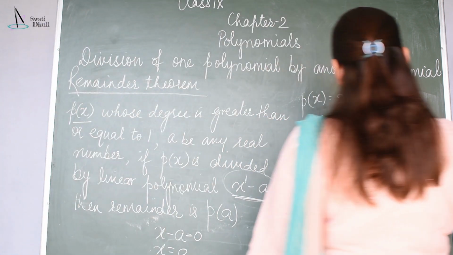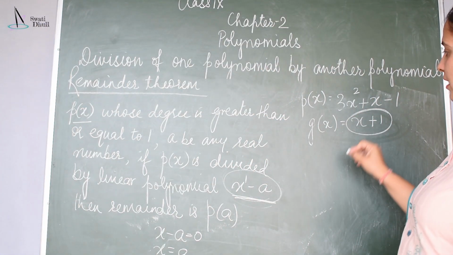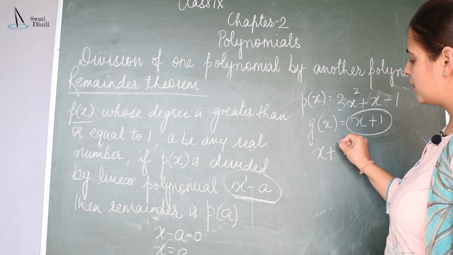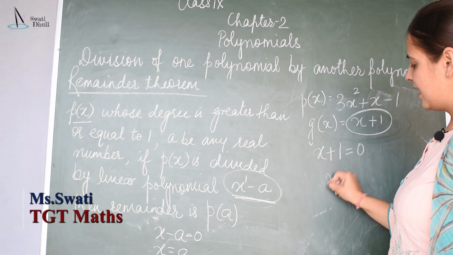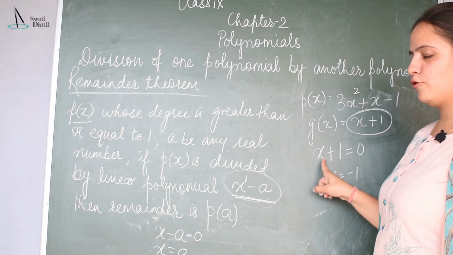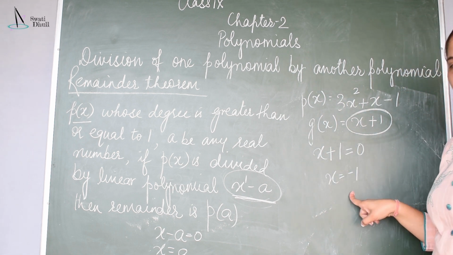So let's say this is a linear polynomial. If I need to find the 0 of this polynomial, what will I get? X is equal to minus 1. I have to equate it to 0. I will get x is equal to minus 1.